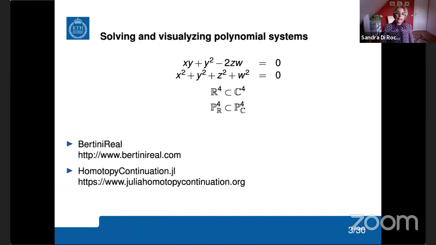Numerically solving polynomial systems is the ultimate goal, finding solutions of polynomial systems. There are several software packages available. I am personally very keen on using two kinds of software that use the very core of algebraic geometry. And this is Bertini Real, developed in the US at Notre Dame University, and HomotopyContinuation, which is a Julia software being developed in Germany, in Leipzig, at the Max Planck Institute.